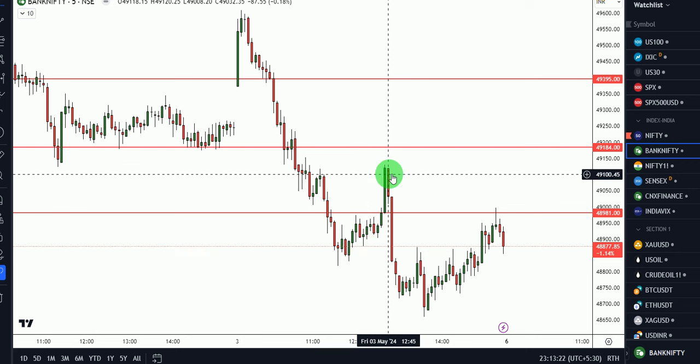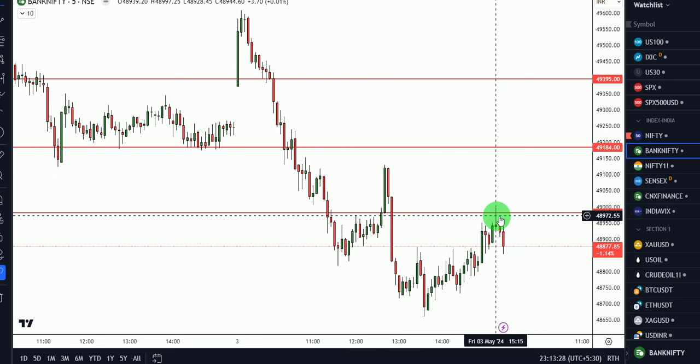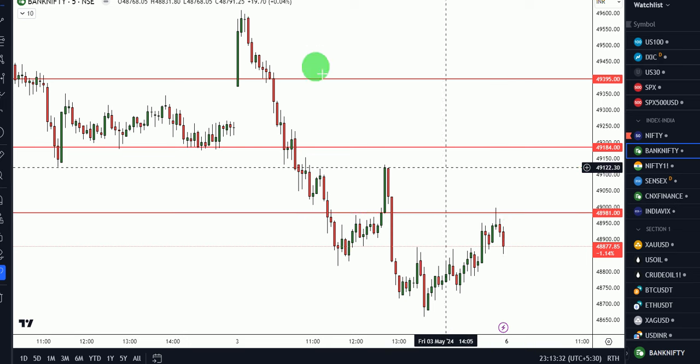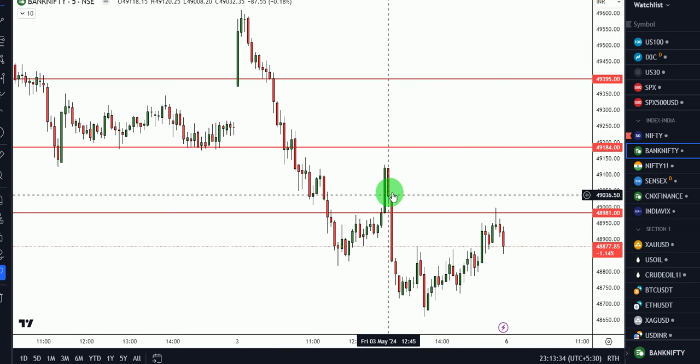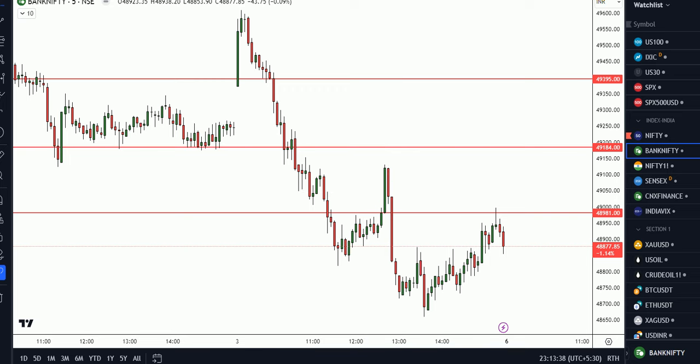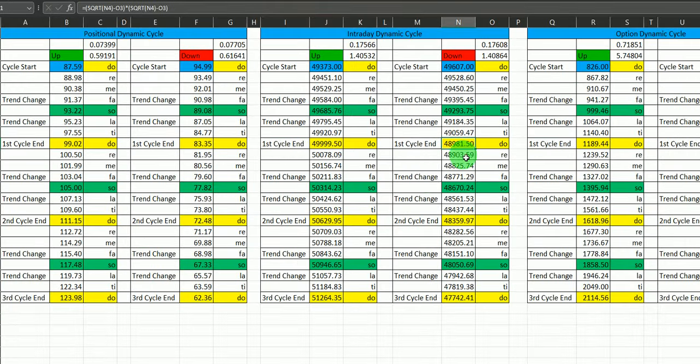Now look at this level 48,981 also broken, and it sustained above that level, again coming. But it is not sustained there. See, last minute also it moved and took resistance there. Because of one cycle movement, some up movement is possible. We should wait for that. Again, if it breaks that, the next target is the next trend change.